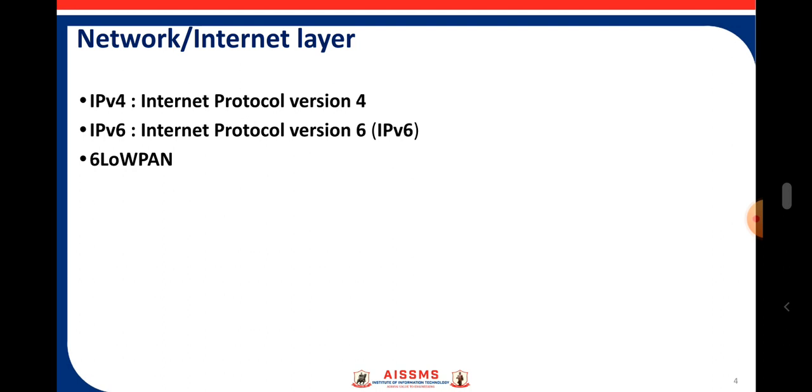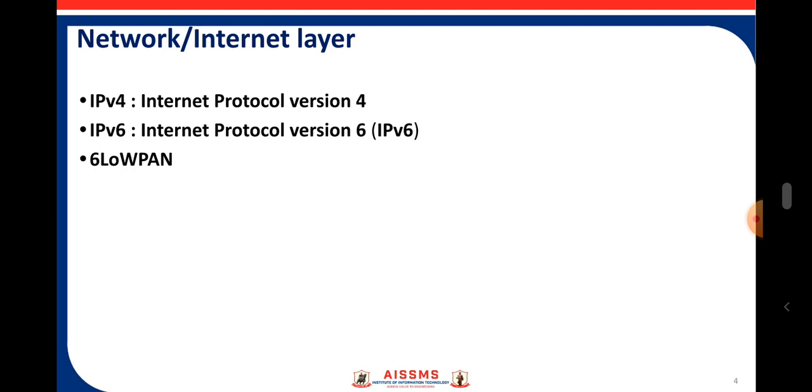Now we'll go to IPv6. This is the successor of IPv4, Internet Protocol version 6. It was developed by the Internet Engineering Task Force to deal with the long-anticipated problem of IPv4 address exhaustion. IPv6 uses a 128-bit address, theoretically allowing 2^128, or approximately 3.4 × 10^38 addresses.